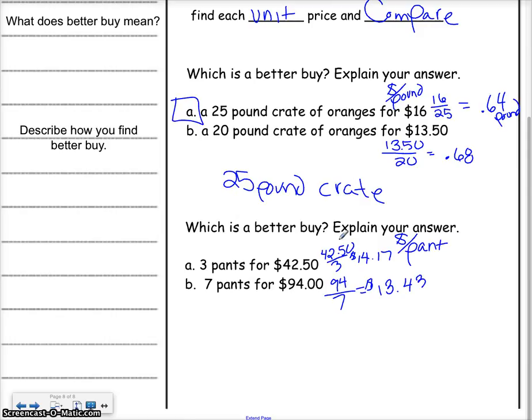Which one's the better buy? The 7 pants for 94 bucks. Not by much though, huh? Not by much. But definitely the better buy.